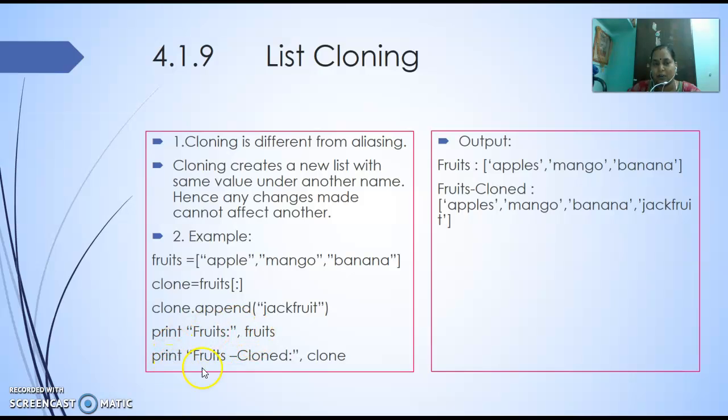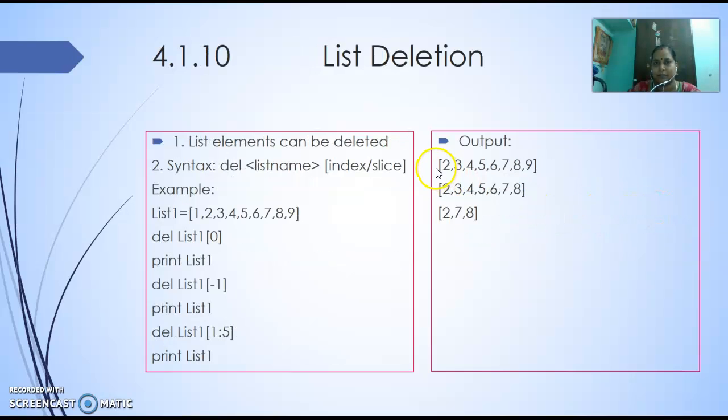And next we are going to print clone, so we print the list elements available in the list clone. Now clone has been appended with one more element, that is jackfruit. Now it is printed as apple, mango, banana, jackfruit.